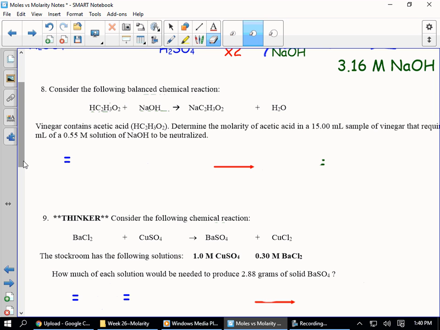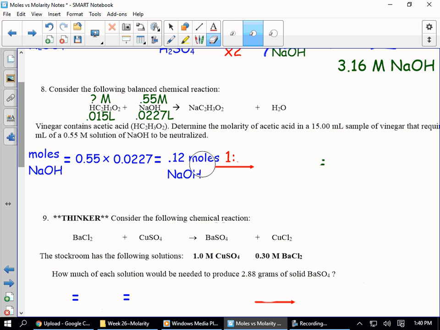All right, looking at number 8, and the first thing you should notice is that it is balanced. The second thing, it says vinegar contains acetic acid, which is right there. Determine the molarity of the acetic acid. That's my question. I have a 15 milliliter sample that's going to turn into 0.015 liters. It requires 0.55 molar and requires a certain amount. Sorry, it's off the screen there. You have it on your paper. 0.0227 moles of that. What do I know the most about? I know the most about sodium hydroxide. Pause the program if you would like to get going from here. So I'm going to multiply these two things together and get 0.12 moles NaOH.